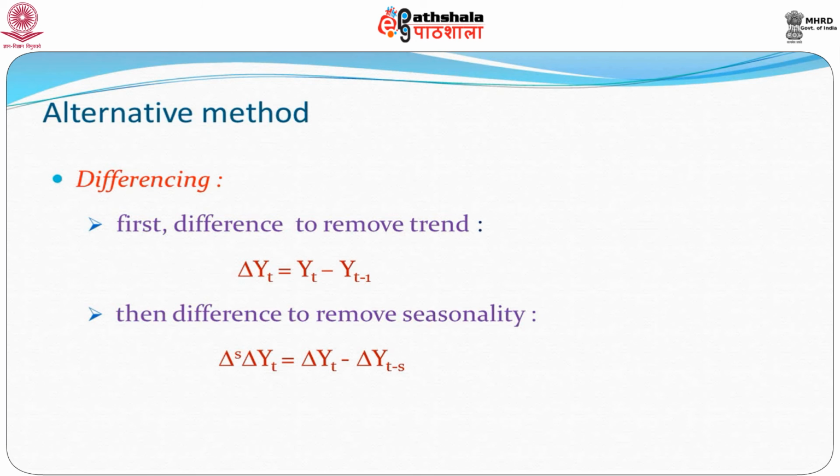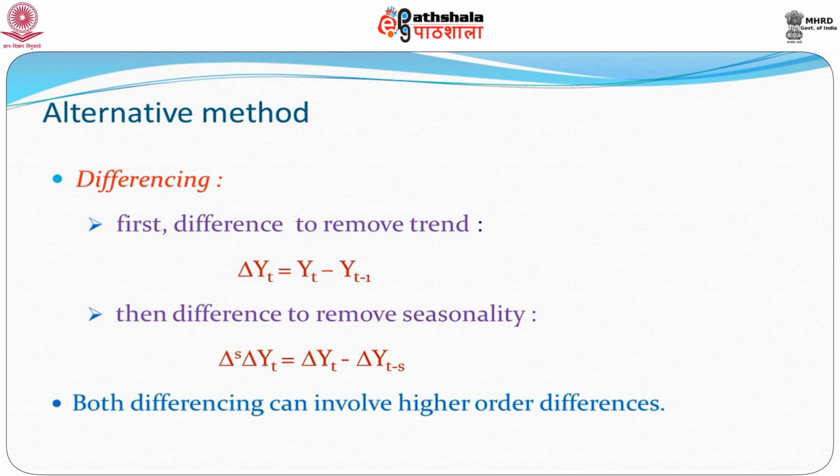So delta yt this year minus delta yt minus s last year, that is the July value this year minus the July value last year, would, mind you, these two values are going to be the same. So if you take the difference, this is going to be 0, and this would be actually removing the seasonal part as well. So differencing is another way of removing both seasonality and trend. Differencing can involve higher order differences depending on what the structure of the trend or the seasonality that we have.